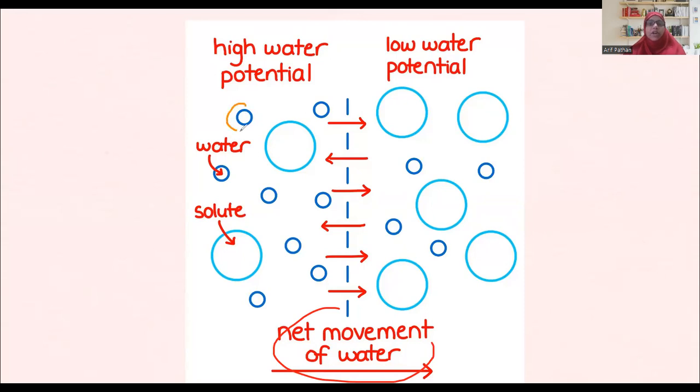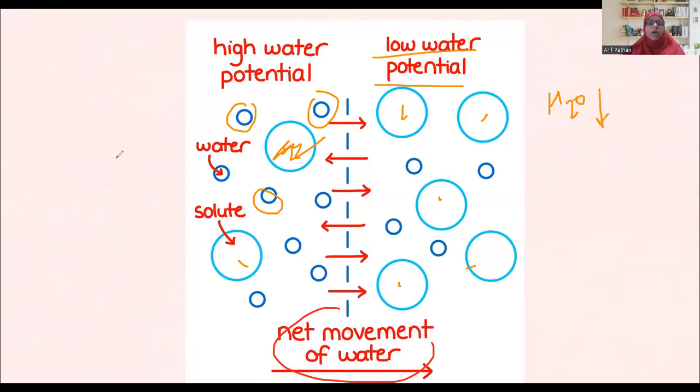Yes, these are the water molecules. So they are more over here. Solute is less. You just see 1 and 2. Here the solute is more, and water molecules are less. So here water molecules are less, and less means low water potential.